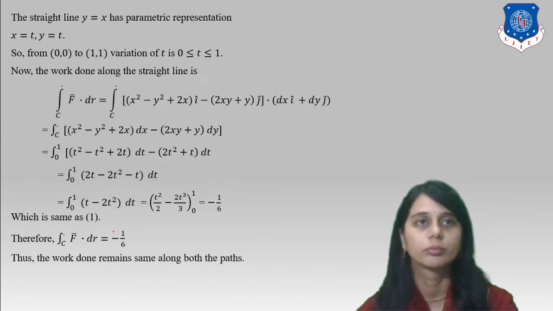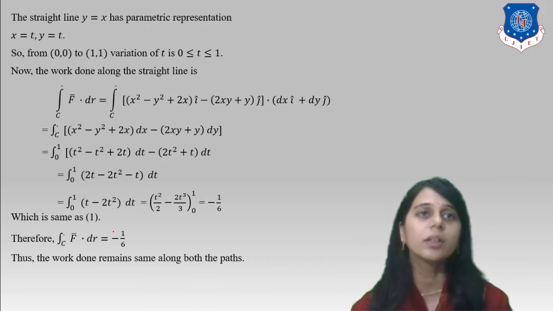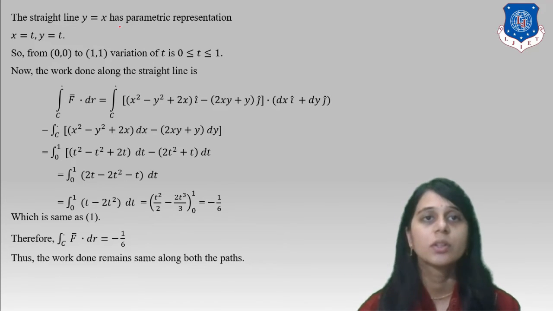Now we check the straight line y equal to x. For the straight line y equal to x, the parametric equation is x equal to t and y equal to t, and the initial point is 0, the boundary is 1, the variation of t is 0 to 1.